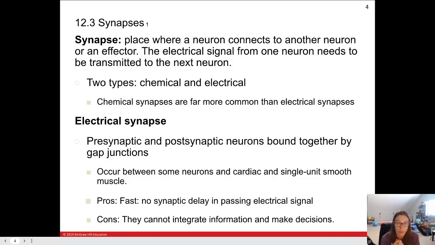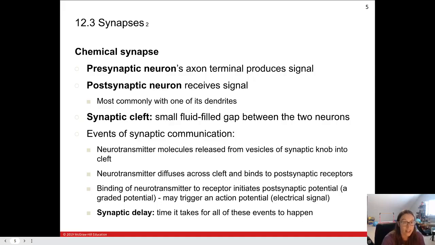Whereas we'll talk about with chemical synapses, we can have multiple different inputs converging on a single neuron, and then depending on how many excitatory and inhibitory inputs it gets, the next neuron can decide if the action potential is going to happen. And so the chemical synapse is more useful for that. So what is a chemical synapse?